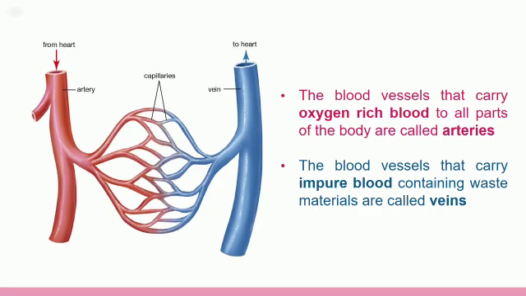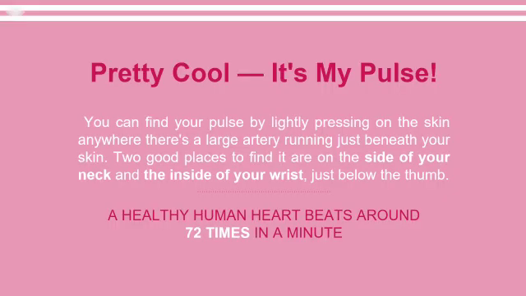Again, depending upon the kind of blood that these blood vessels carry, they can be divided into two types. The blood vessels that carry oxygen-rich blood to all parts of the body are called arteries, and the blood vessels that carry impure blood containing waste materials are called veins. Now you know what arteries and veins mean, right?